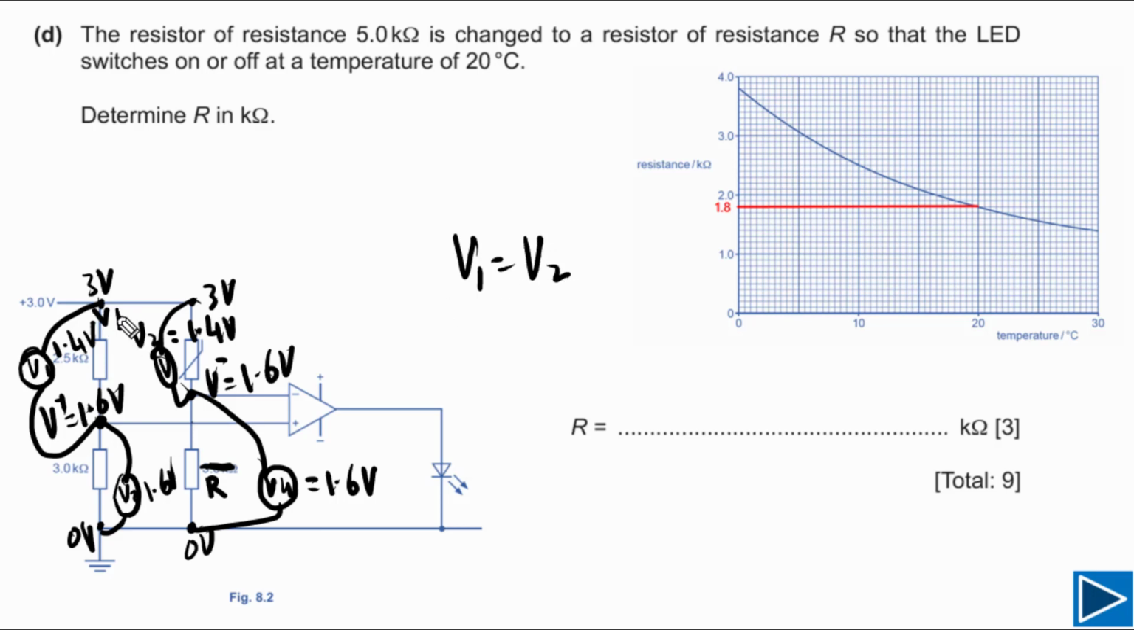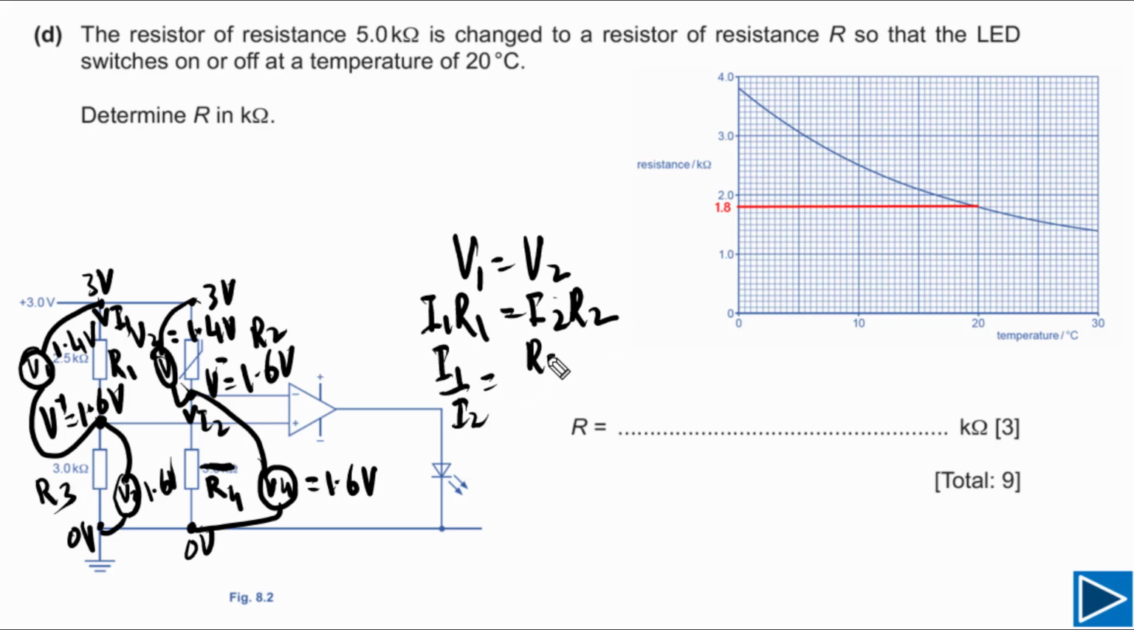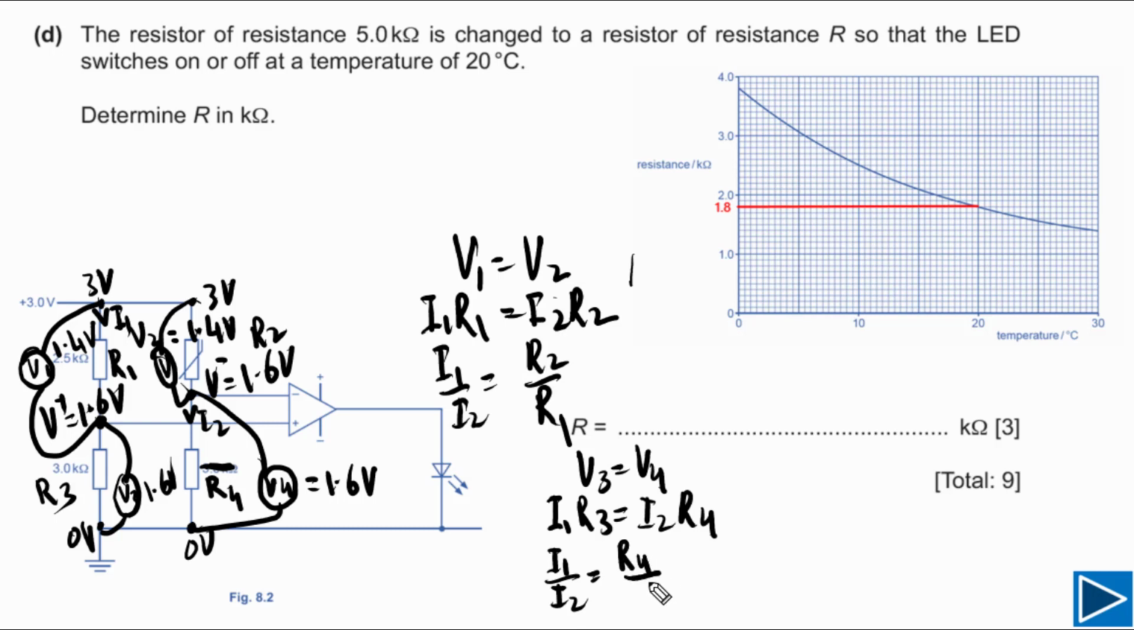Let's say current I1 is flowing in this branch, and current I2 is flowing in this branch. Let's say this resistor is R1, this resistor is R2, this is R3, and this one is R4. Then simply we can say I1 R1 has to be equal to I2 times R2. From here we can find I1 over I2 is equal to R2 divided by R1. We can repeat the same process for V3 and V4. For V3, we can write I1 R3 is equal to I2 times R4. From here, I1 by I2 is equal to R4 by R3. Let's say this is equation 1 and this is the second.